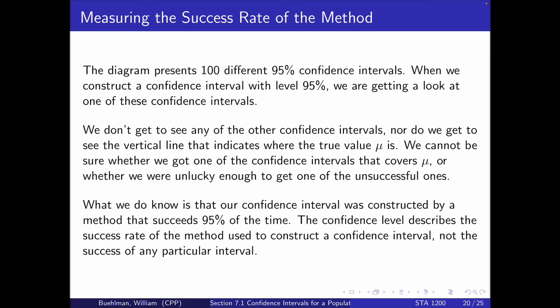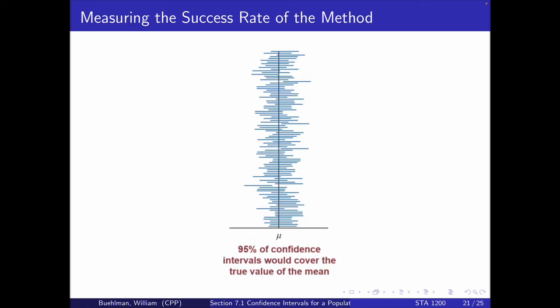What we do know is that our confidence interval was constructed by a method that succeeds 95% of the time. The confidence level describes the success rate of the method used to construct a confidence interval, not the success of any particular interval. Here we go. This is just the diagram that I was talking about. We've seen them before. If we had 100 samples here, we expect 95 of them to cover the true population mean, and there will be 5 of them that do not cover the population mean.